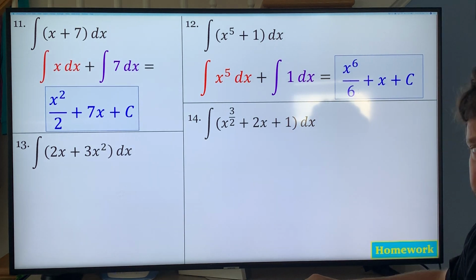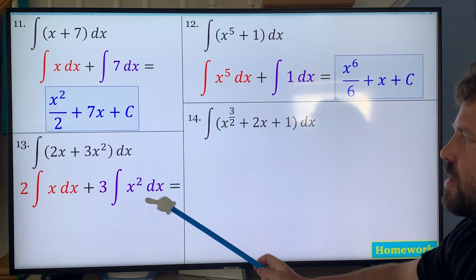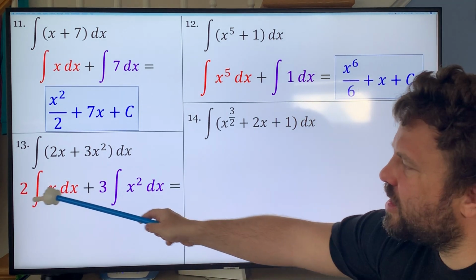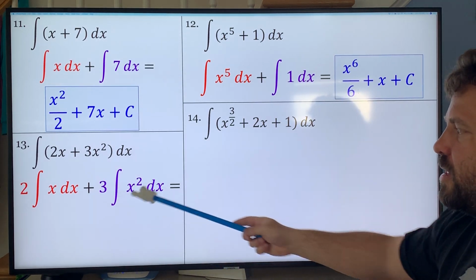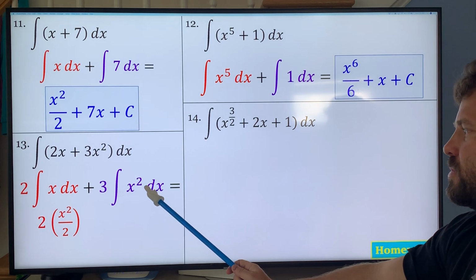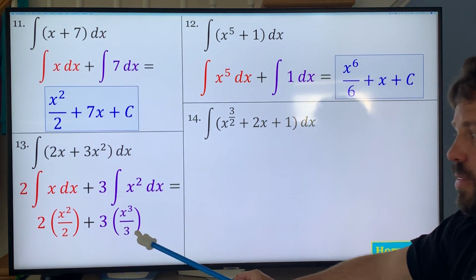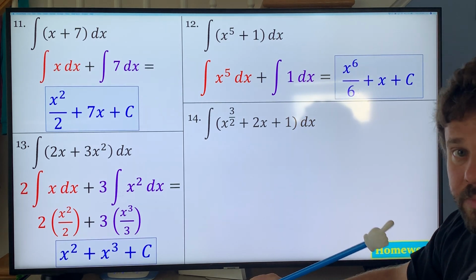See? It becomes very easy the more you practice. Integrate each one individually. Pull the constants out forward. And you don't technically have to write it like this. You can leave them in. This is just showing you how you multiply them by the end. X squared over 2. X cubed over 3. 2 divided by 2 is 1. 3 divided by 3 is 1. So it's x squared plus x cubed plus c.